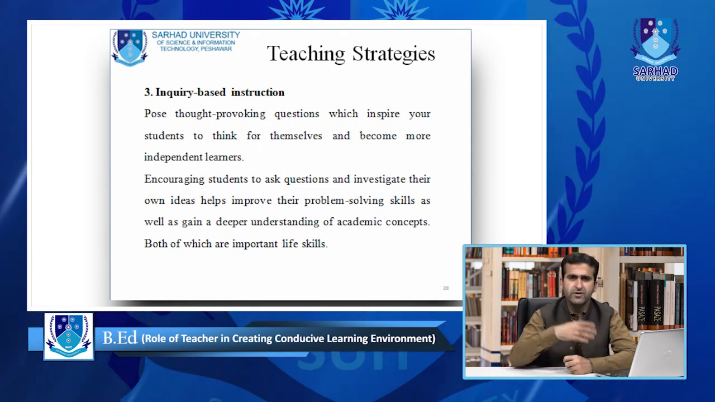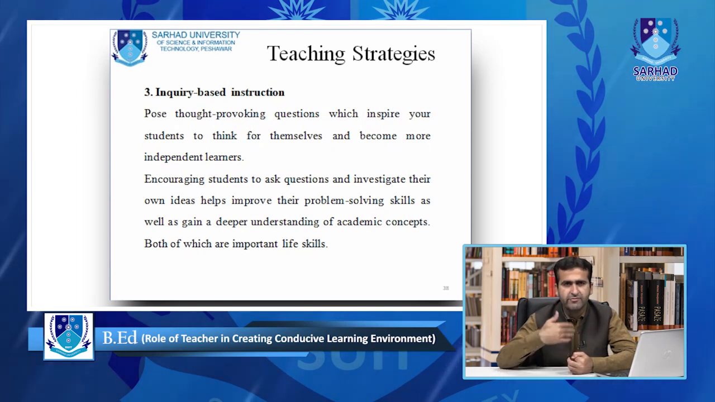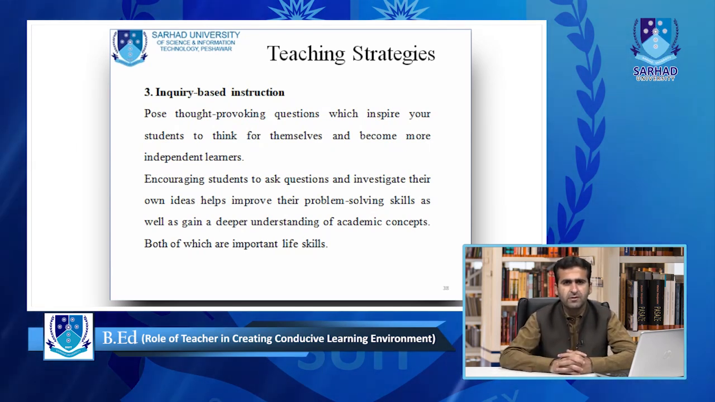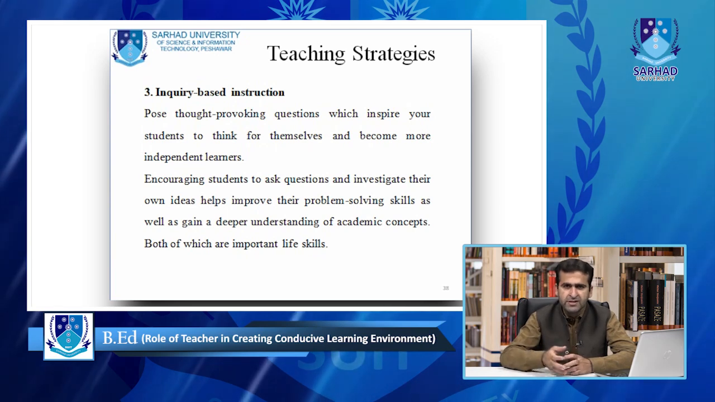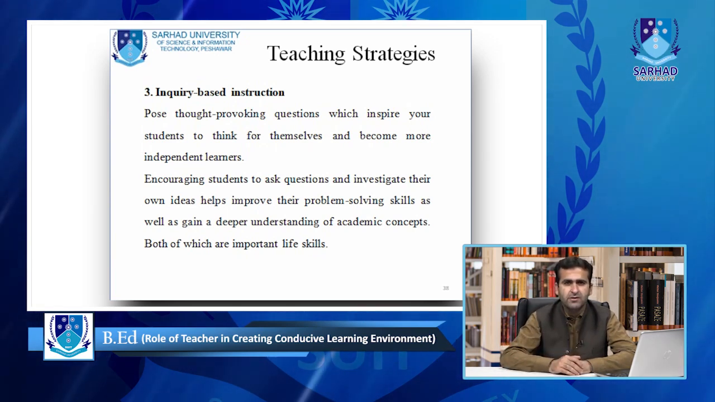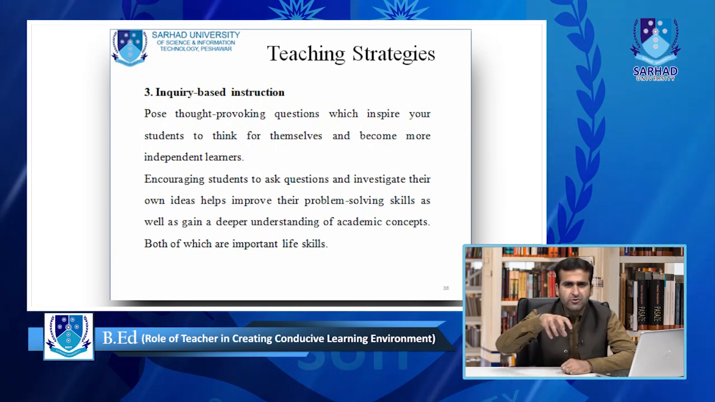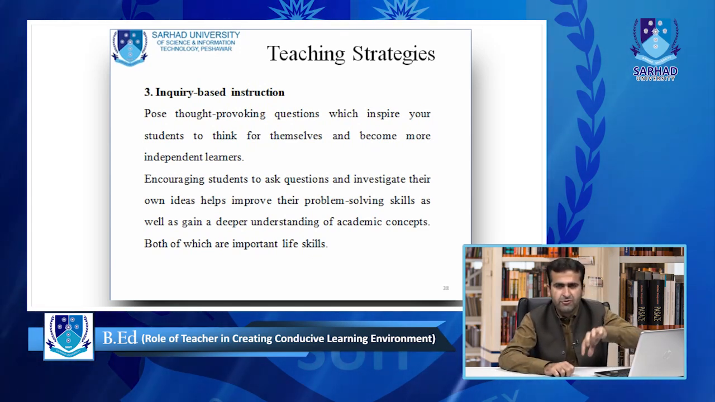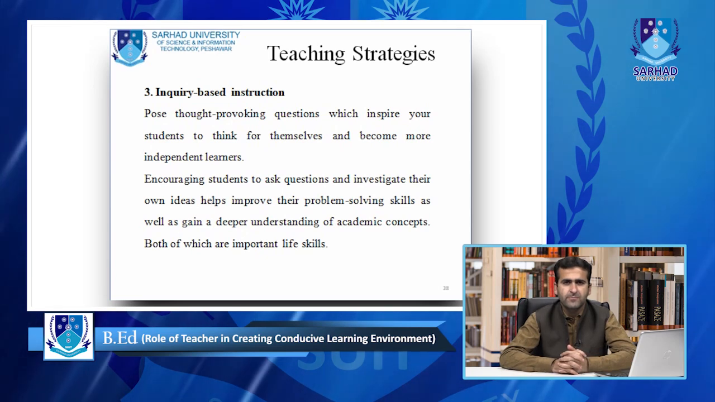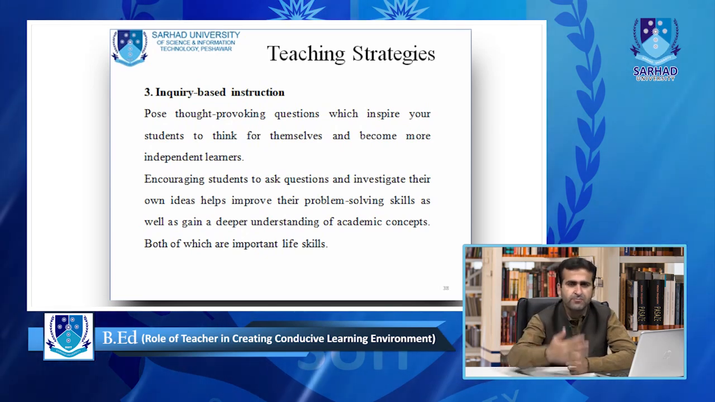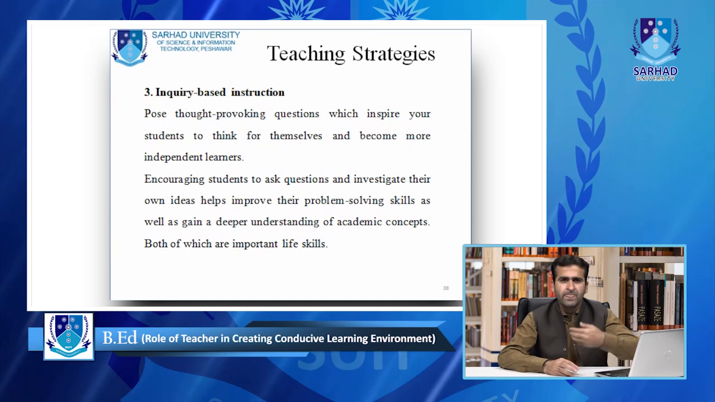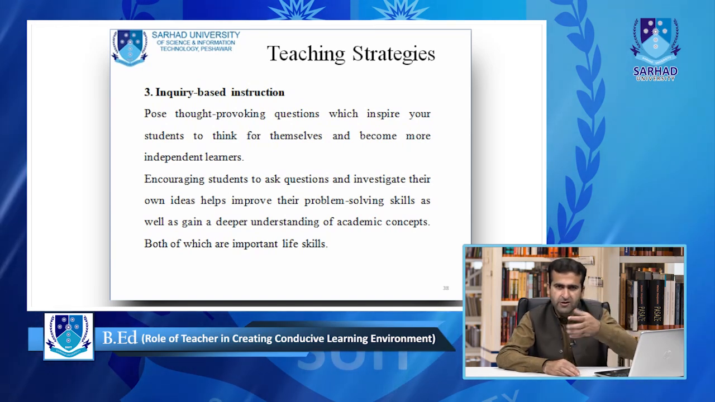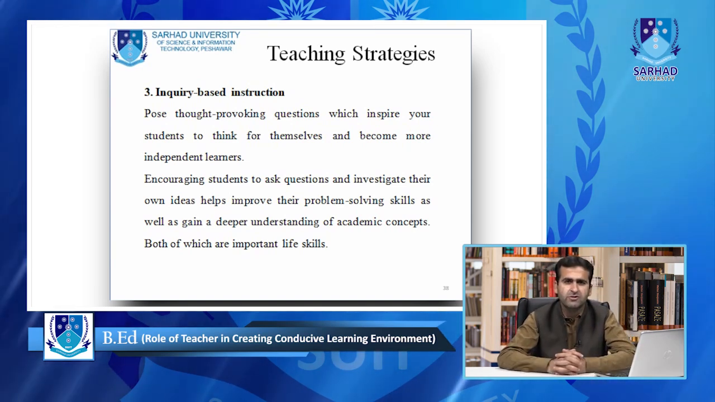Inquiry based instruction also means that whenever a teacher is starting a new topic, we need to ask 2 or 3 questions relevant to that topic so that we could realize whether the student has any particular idea about this new topic or not. If yes, we need to further polish it. If no, we need to provide very comprehensive information about that particular topic.